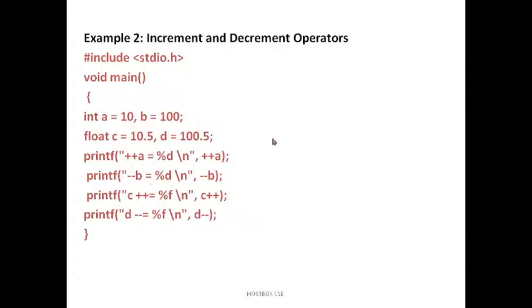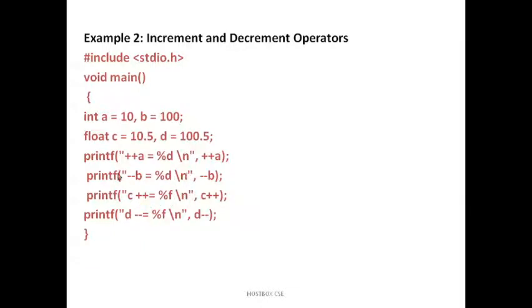Similarly in decrement, already minus 1 will be there, and minus 1 will be added to the new value of b here. So b's value is already 100. So what will happen? Minus 1 and 100, it will print 99. And C plus plus means what?